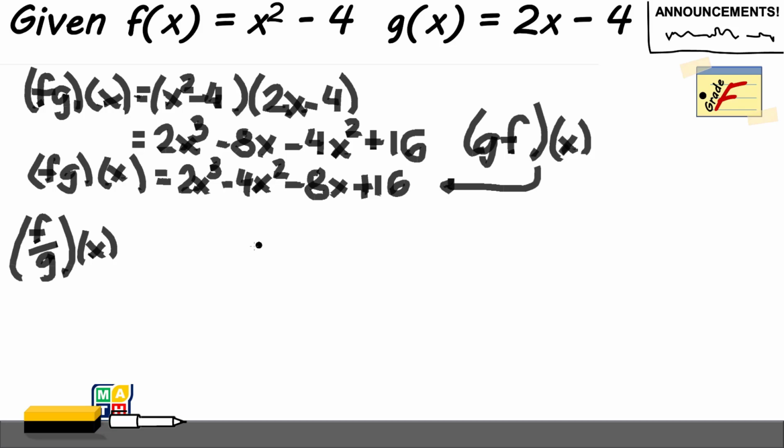Let's start with this. F over g of x, where the value of the entire g of x is not equal to 0, so that our entire result will not be undefined. So f would be our numerator, x squared minus 4. And our denominator is the entire g of x, 2x minus 4. This is now a rational expression where, again, the result of our denominator, 2x minus 4, could not be equal to 0.